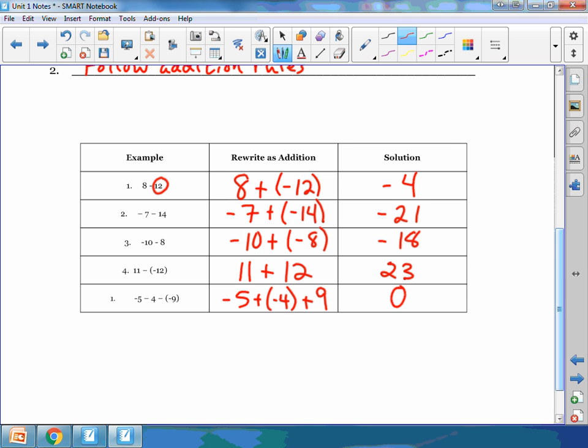So tonight when you're doing your subtraction problems, I'm not going to tell you you have to, but I really highly recommend you try to incorporate the add the opposite rule. It's going to simplify things for you a lot.